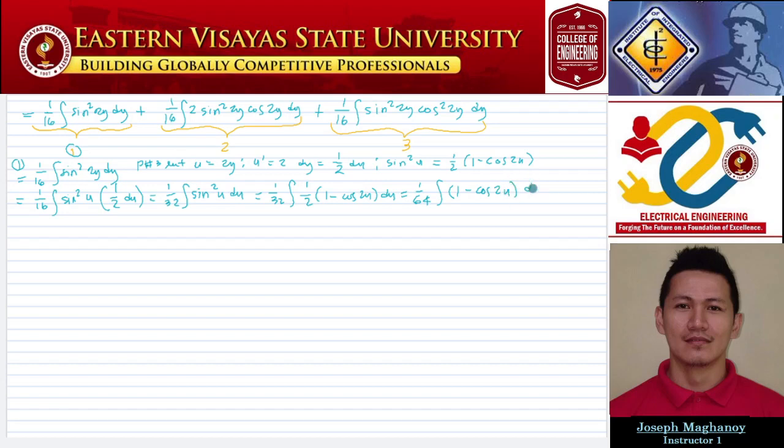Of course, our du. So next step, property number 1 again. So we apply our property number 1 again. We distribute our 1/64 inside. So if we're going to do that, that would be 1/64 integral of 1 du minus 1/64 integral of cosine 2u du.